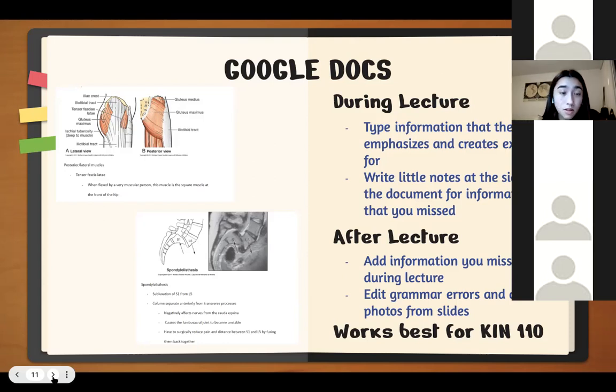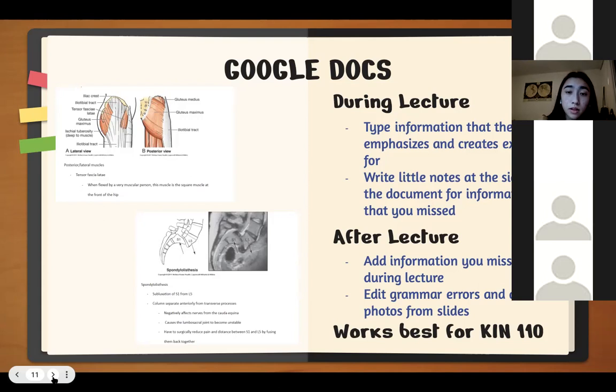Also, I know sometimes it is hard to keep up with lectures as they have to teach a lot of information in such a short period of time. So if you miss something, don't panic. I recommend writing a little note on the side of the document as a comment, which will act as a reminder for you to look up the information post-lecture.